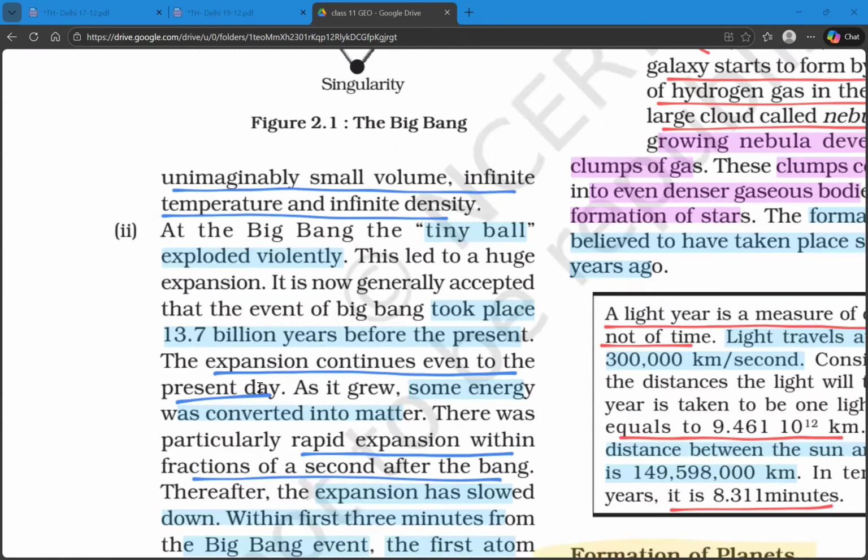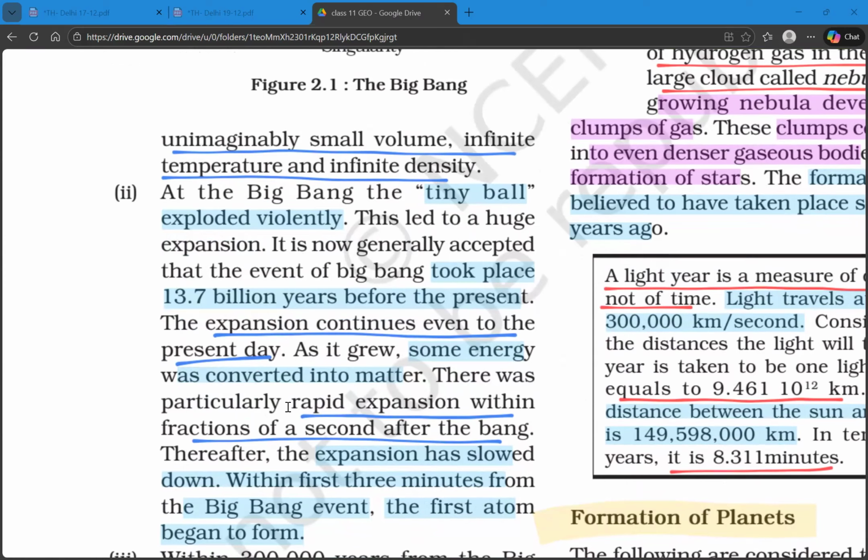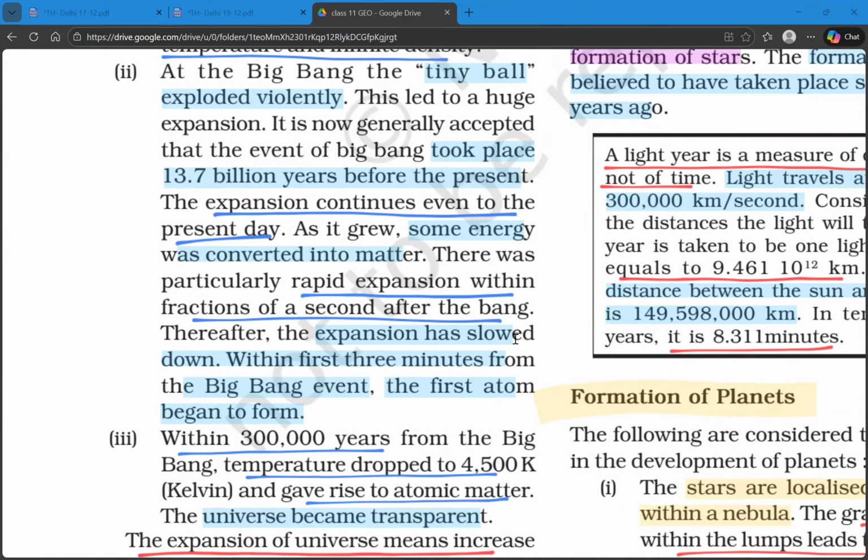As it grew, some energy was converted into matter. There was particularly rapid expansion within fractions of a second after the bang. So 13.7 billion years ago, when the Big Bang took place, within a second of the explosion, there was a rapid expansion. Thereafter, the expansion has slowed down. But within the first 3 minutes from the Big Bang event, the first atom began to form. So when did the first atom begin to form? It was within 3 minutes from the Big Bang event.